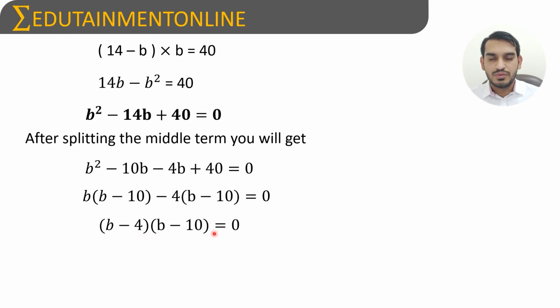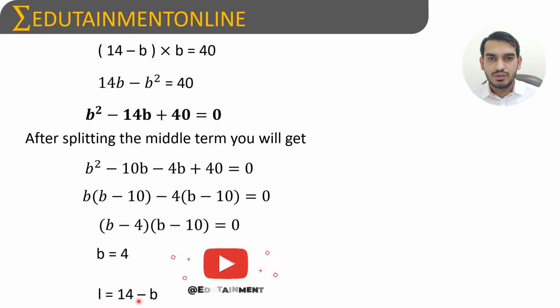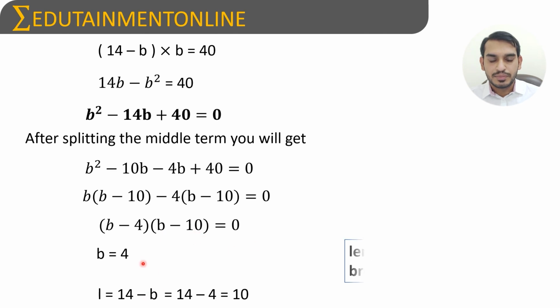So either b minus 4 is equal to 0 or b minus 10 is equal to 0. If we take b minus 4 equal to 0, then b is equal to 4. Then length is equal to 14 minus b according to the first equation. Substituting the value of b equal to 4 here, L is equal to 14 minus 4, which is equal to 10. Suppose we take b minus 10 equal to 0, b will be 10 and L will be 4.